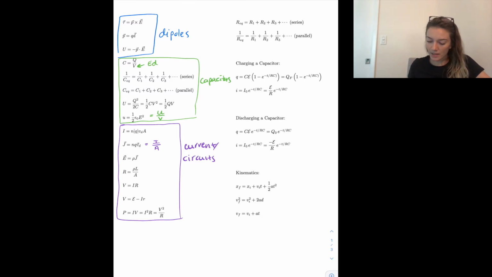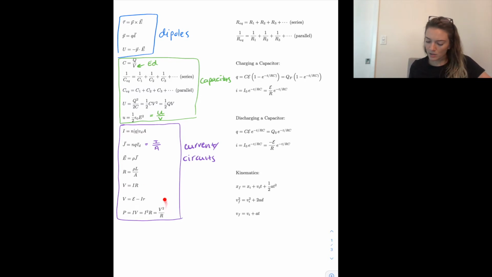Then we have the electric field, which is related to the current density by the resistivity, that's rho. Then we have the resistance, which is related to the length and the area of our wire. This rho and this rho are the same. That's the resistivity of our metal. It's material dependent, so different materials will have different resistivity.